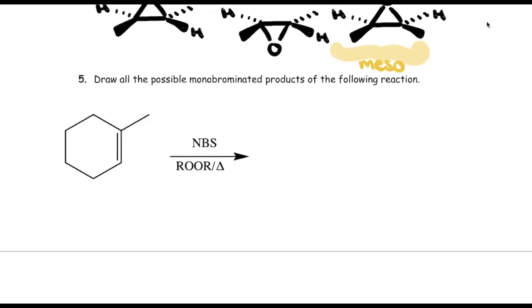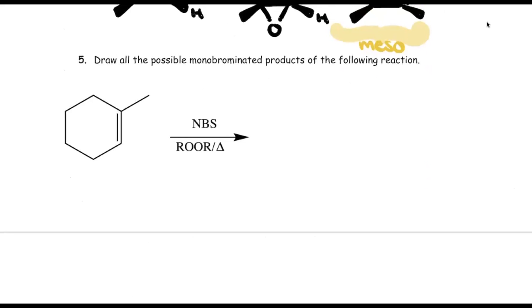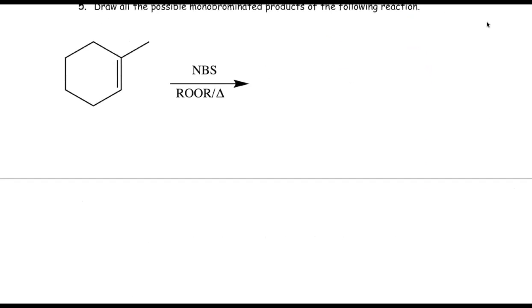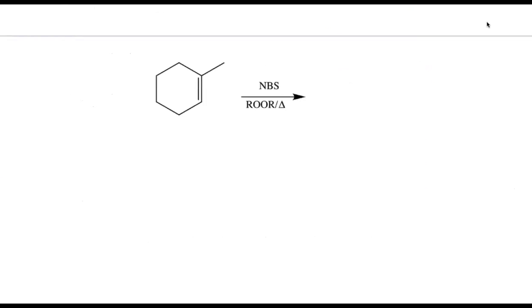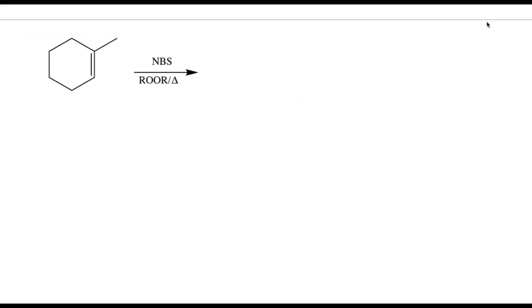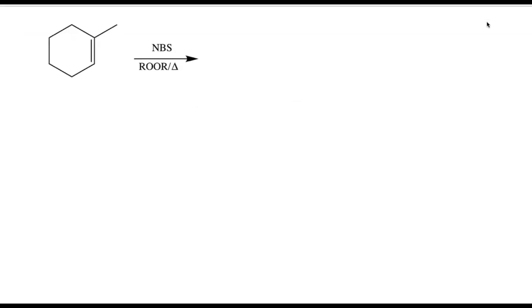Okay, and last but not least, our very last problem for this problem set. It says to draw all the possible monobrominated products of the following reaction. I'm going to give myself a little more space and copy paste this onto the next page. All right, so here, we're using NBS, and the peroxide, sometimes he includes it, no big deal. It still does the same thing. You want to brominate your allylic positions. That means that you would end up forming your radicals there.